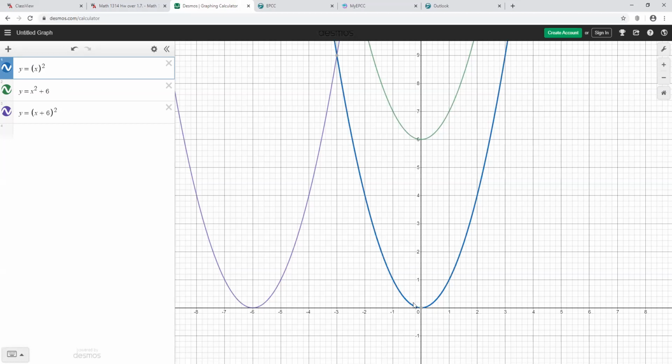Okay. And do you see how this point moved 6 units to the left? And so does this one, right here. This one moved over to right here like that. Is that okay? Yes.